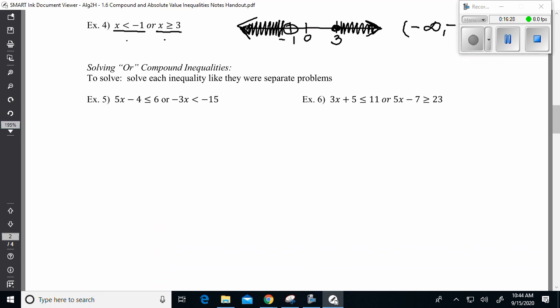Alright, just like the last one, let's do one together. Now I have you try one yourself. Example 5, you have 5x minus 4 less than or equal to 6, or -3x is less than -15. So, to solve it, you solve them like they're two separate problems. For 5x minus 4 less than or equal to 6, add 4 to both sides. And then divide by 5.